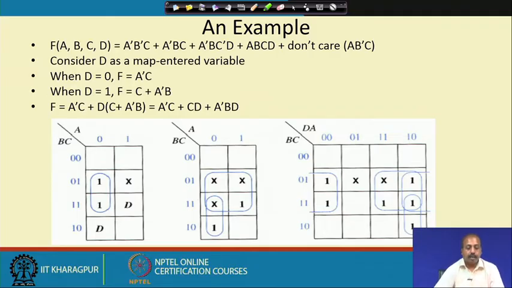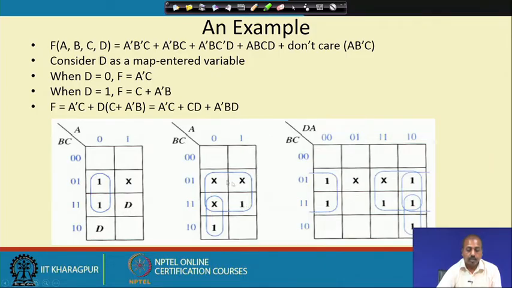Then for the second term, we get this one, which is a map entered variable d. These ones are converted to don't cares, because they are already covered by the map where d is not considered at all, so we don't need to do it again. So these are taken as don't cares here. Now d equal to 1, so you get these two d's as ones.